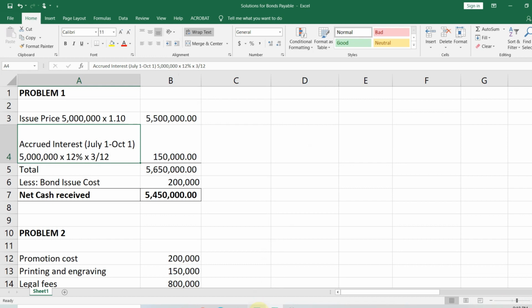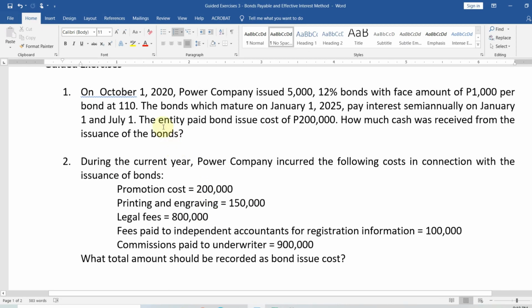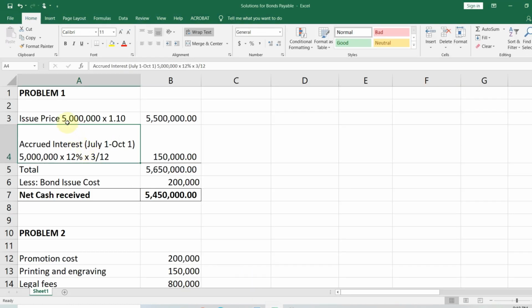So, we have, on October 1, 2020, Power Company issued 5,000 12% bonds with face amount of 1,000 per bond at 110. The bonds, which mature on January 1, 2025, pay interest semi-annually on January 1 and July 1. The entity paid bond issue cost of 200,000. How much cash was received from the issuance of the bonds? So, that's the question. Let's solve.